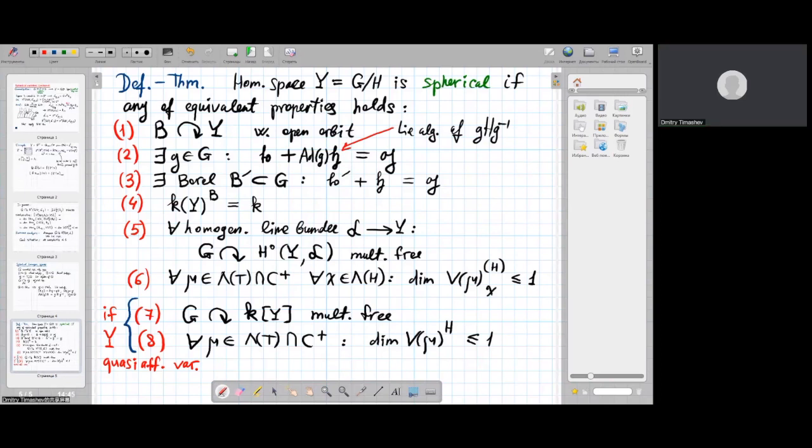Okay. In conditions 2 and 3, the sum here is the sum of vector spaces? Exactly, it is a sum of vector spaces. It is not a direct sum of Lie algebras. It is just a sum. They may intersect; the intersection may be non-zero. Just the sum of vector spaces.